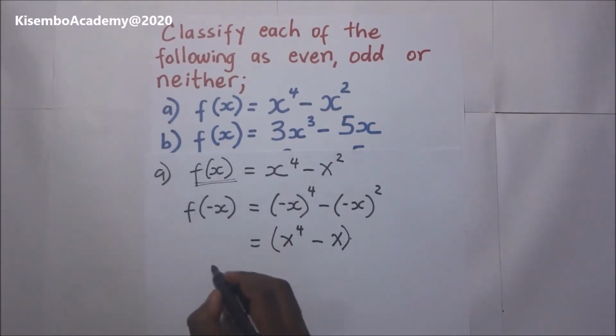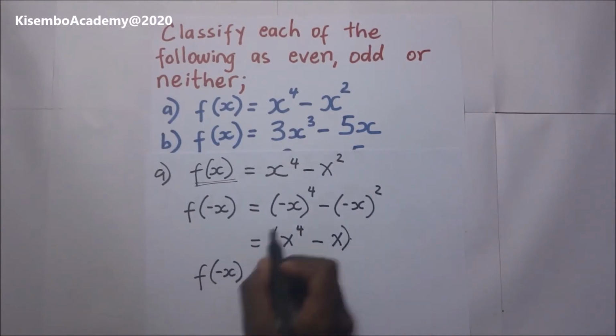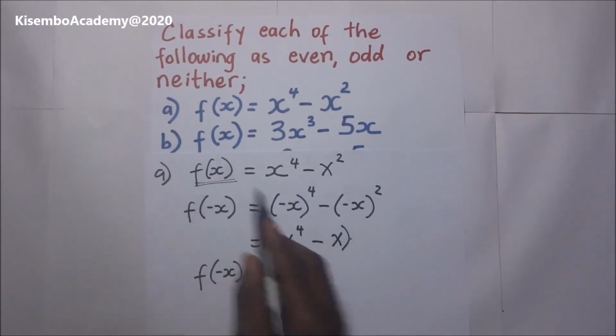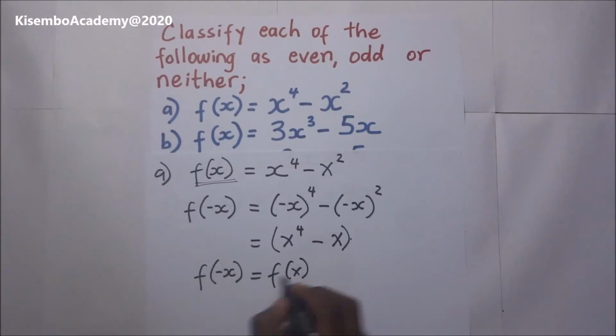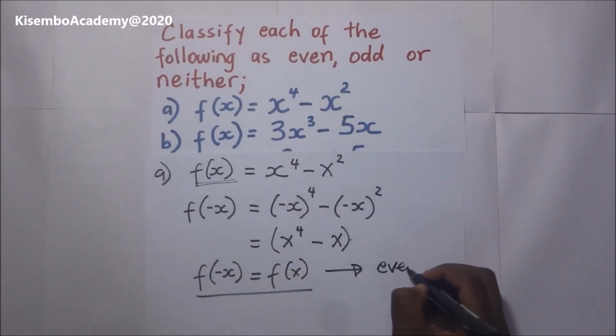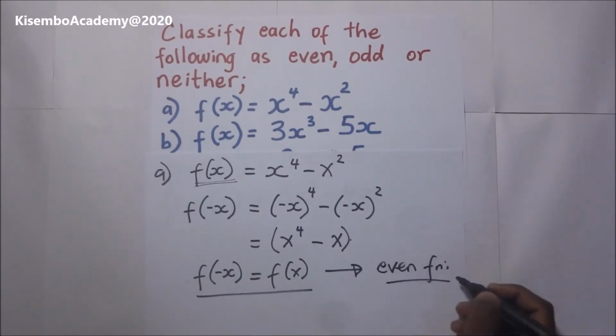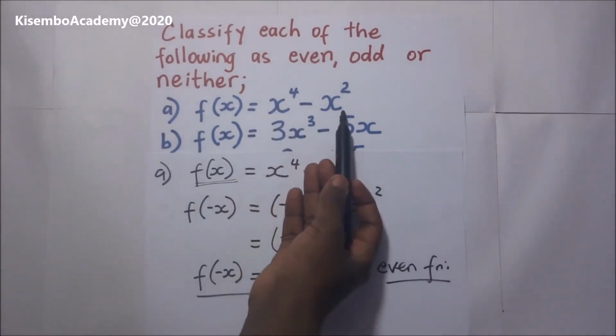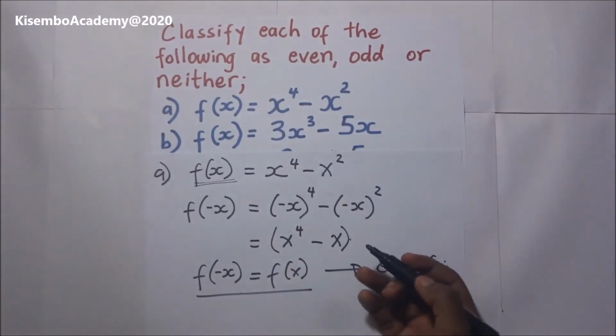In other words, here, when we plugged in f of negative x, it produced this, which is this. It produced f of x. So this means that this is an even function. That is how we arrive at the conclusion that part A is an even function.